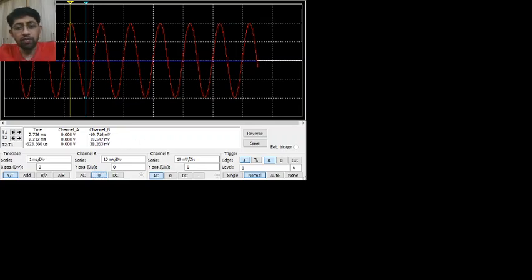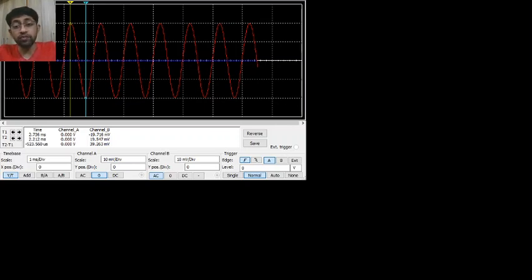So here we are getting an output voltage of 39.263 millivolt. Obviously it is peak to peak.